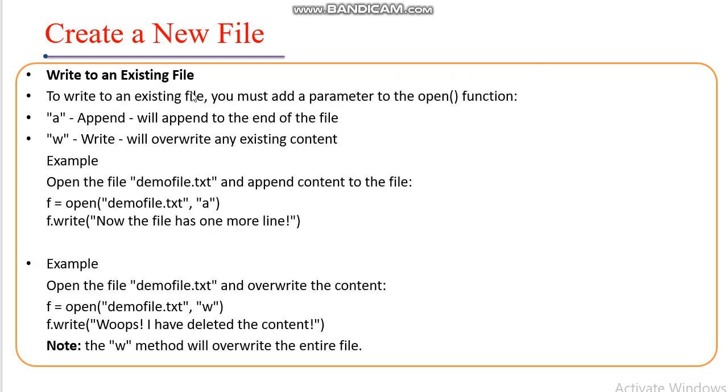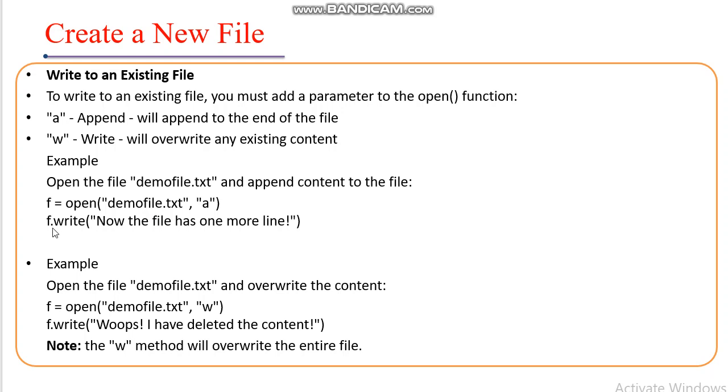Now, writing to an existing file. Append will add to the end of the file and W will overwrite any existing file. To write to an existing file, you must add a parameter to the open function, that is A or W. So f equal to open demo file.txt in append mode, and append the contents to this file demo. A appends the contents into this file demo file.txt.